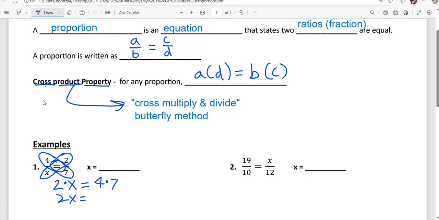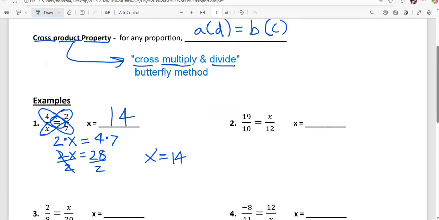4 times 7, 28. Okay? Does everyone see how I did the diagonal multiply? Diagonal multiply, that's the cross multiply. And now the last step is divide. To get rid of the 2 in front of x, I divide by 2 on both sides. 28 divided by 2 is 14. That is a cross multiply and divide. Okay? Did you get the top part?